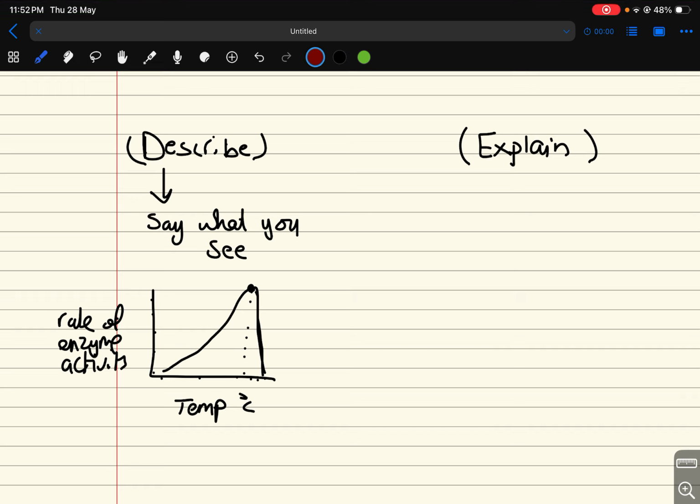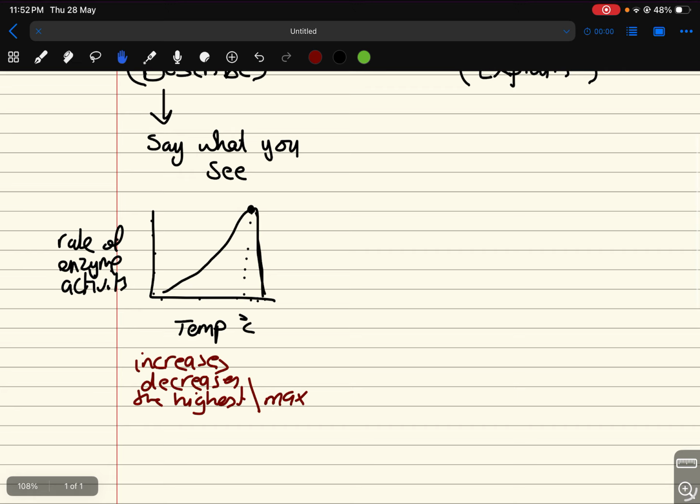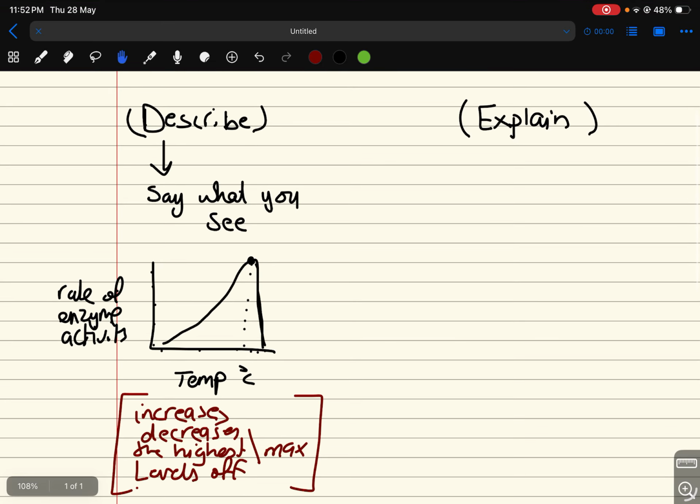You have to focus on these terms. Increases, decreases, the highest or maximum point, levels off. These are terms you have to use in a describe question. Now, let's move to explain questions.